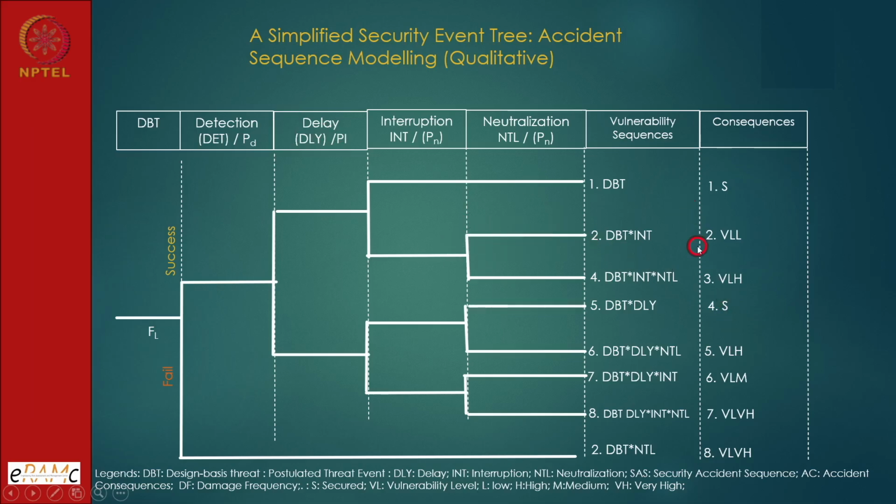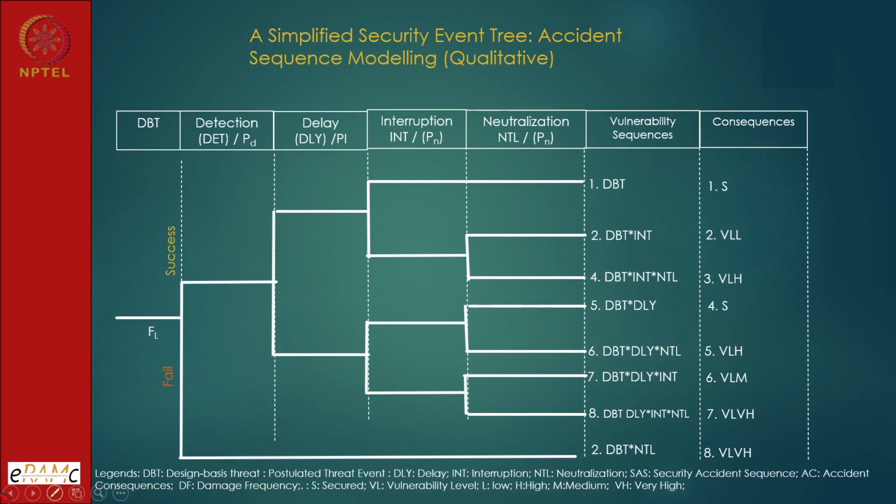DBT, so various vulnerability levels; VL means vulnerability level low. But if you are not able to do that, vulnerability level high. Similarly, if your delay is not there and failure has happened here, then you have different scenarios here. Design basis threat, delay, then you are still safe because neutralization has not taken place. Neutralization has taken place, so okay. Like that, logically, if we evaluate the event tree, it gives me the answer. It gives me vulnerability scenarios.